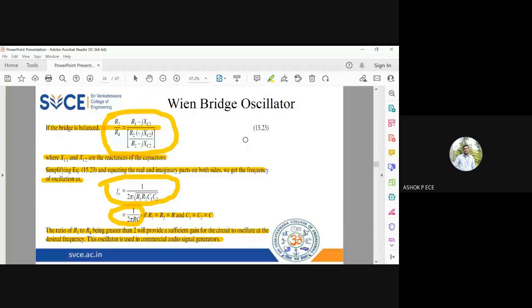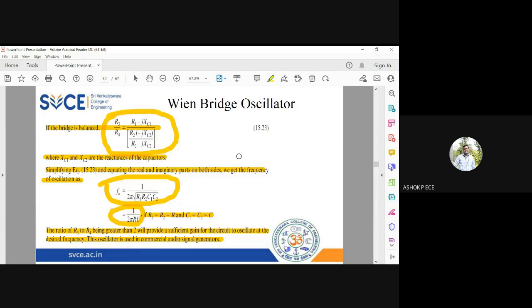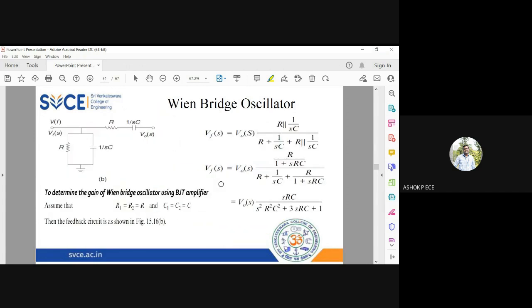What is the bridge balance condition? When the bridge is perfectly balanced, the product of the impedance of the opposite arms will be equal. So impedance across AD into impedance across BC will be equal to impedance across AB into impedance across CD. So this is the bridge balance condition we have. So we have one more method of deriving also, using the feedback network.